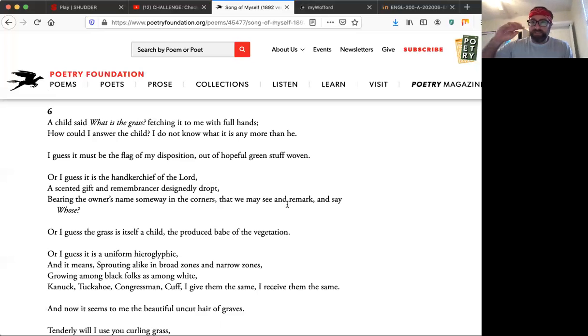So 6 begins with the child running up to the speaker of the poem and asking a question, and it's in italics here, right? And the child says, "What is the grass?" And he runs up to Whitman, the speaker of the poem, with this in his full hands. Okay, so it's a very childlike question, right? This idea of what is grass, right? It's something that a child's going to ask.